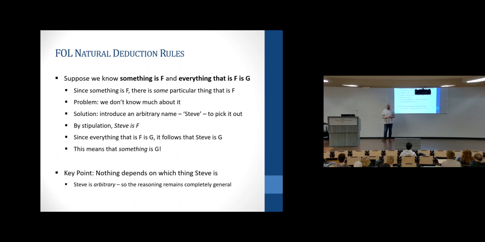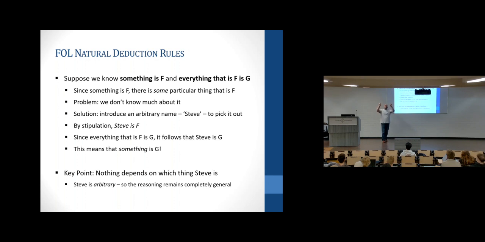Since something is F, we know that at least some particular thing is F, maybe a bunch, but at least one. The problem is we don't know much about it. We don't know who it is, which object from the domain it is. Cool. Let's just call it Steve. Who's Steve? Don't know, don't care. We know he's in the domain, and based on the very first sentence, the only thing we really know about him is that he's an F. Steve is just a name that we picked out of the ether to let us talk about the thing that is F.